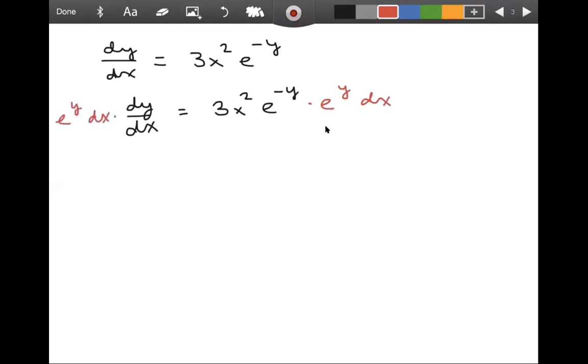All right, so on the left side, the dx's are going to drop out, and on the right side, e to the negative y will cancel e to the y. So what we have is e to the y dy equals 3x squared dx. All right, so now I'm ready to integrate both sides.